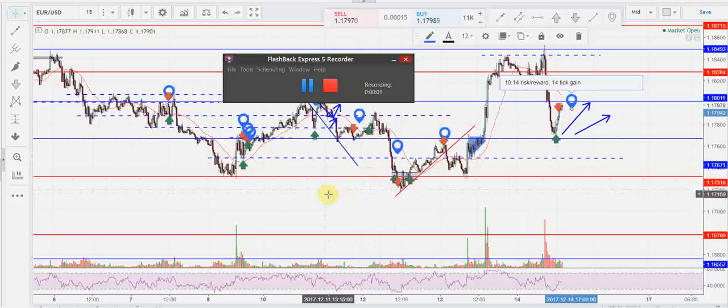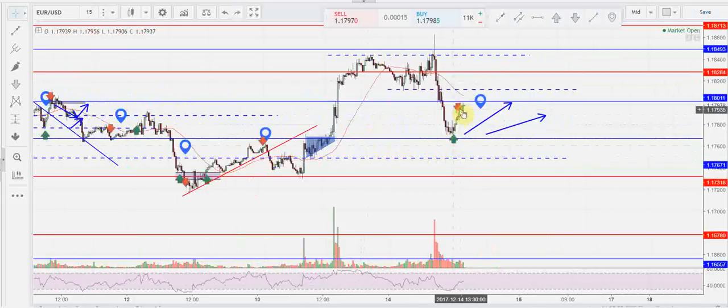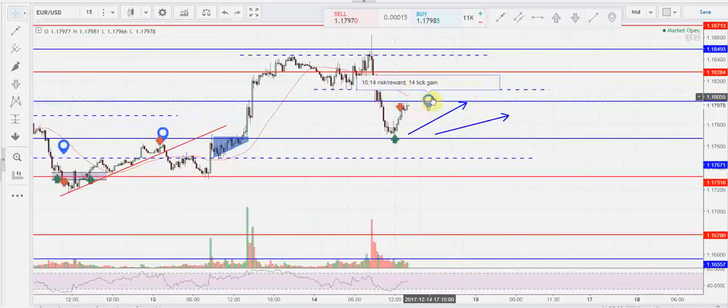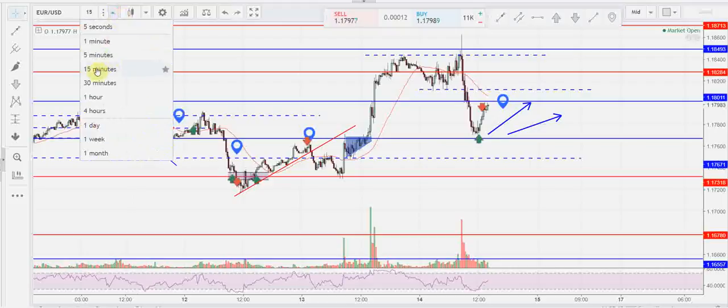Okay, it is December 14th, 2017, and I just exited a long trade on the euro dollar. It was a 10 to 14 risk reward, and it was a 14 tick gain. So what happened was this trade was executed from around 12 to 1:30, 1 p.m., something like that.